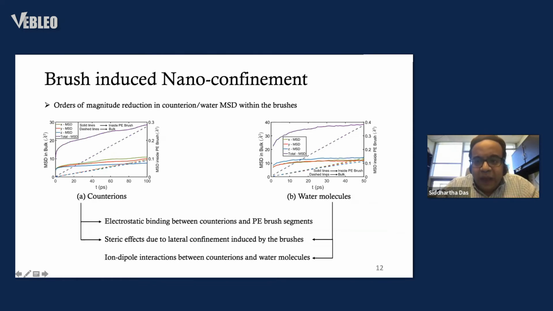Finally, we come to the mobility of both the counter-ions and the water molecules inside the brush layer. You can see there is a drastic reduction. For the counter-ions, we can understand, because those counter-ions are getting bound to the polyelectrolyte brush molecules. Similarly, the water molecules are either now forming a solvation shell around a larger number of counter-ions, or there is dipole-dipole attraction between the water and the polyelectrolyte brush molecule.